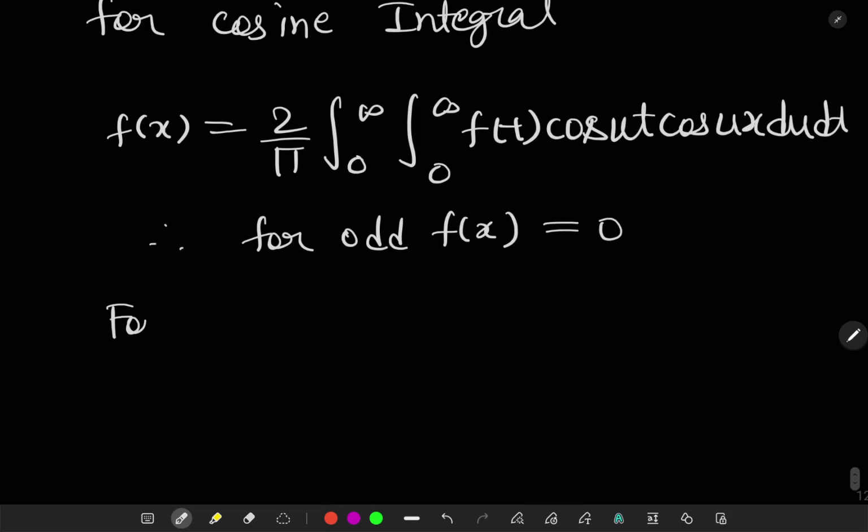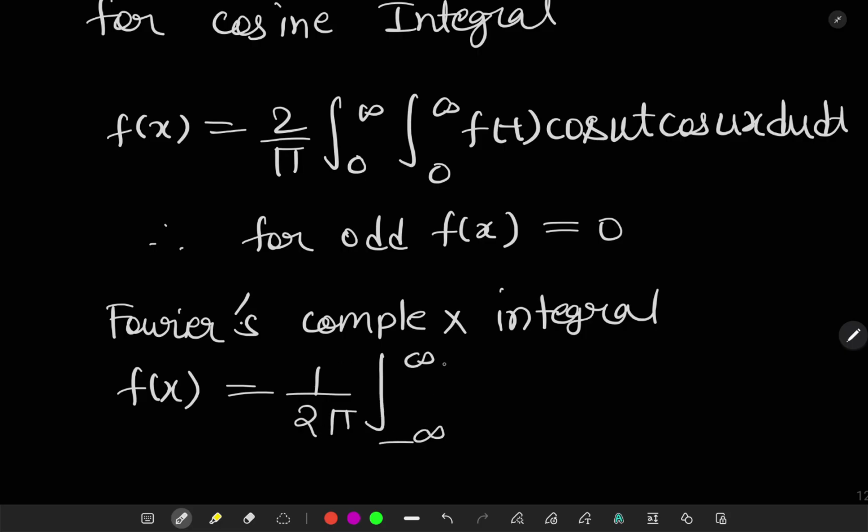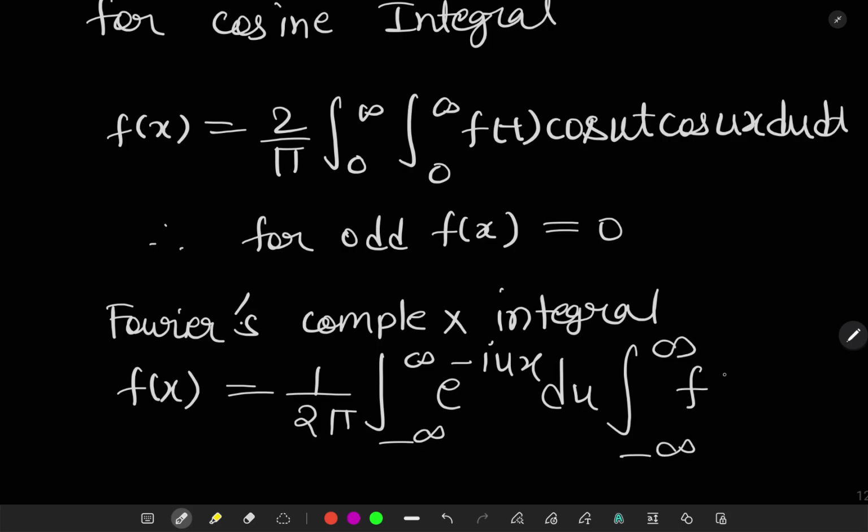Now Fourier's complex integral: f(x) equals 1/2π integral from minus infinity to plus infinity e^(−iux) du integral from minus infinity to plus infinity f(t) e^(iut) dt.